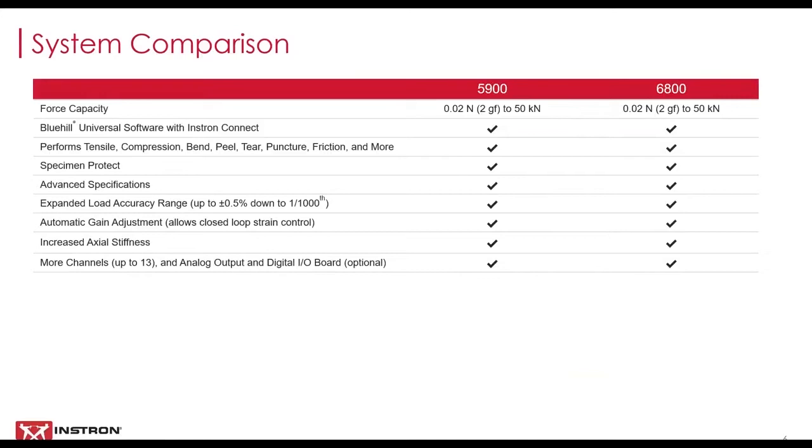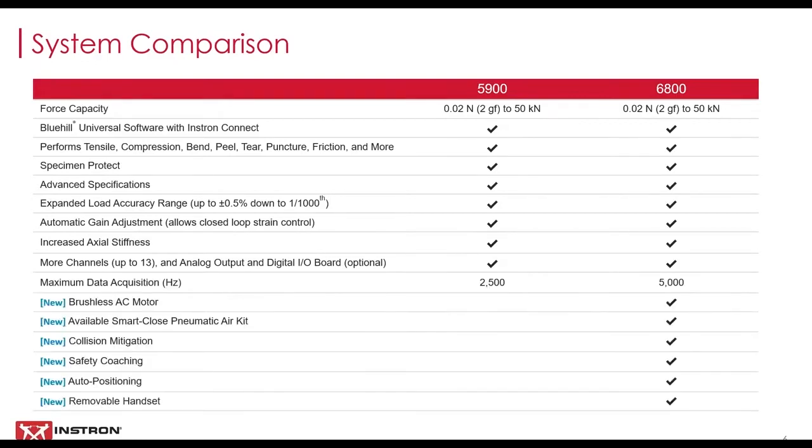The 6800 incorporates all of the advanced specifications of the 5900, including specimen protect, the ability to add up to 13 channels and a digital I/O board, and compatibility with Blue Hill Universal and Instron Connect. But we also improved some specifications, like increasing the standard data acquisition rate to 2.5 kHz, with an option to upgrade to 5 kHz to ensure you never miss a test event. The 6800 systems also use a brushless AC servo motor that allows increased cyclic, creep, and stress relaxation tests. Long-term tests can be run for periods up to 10 days.